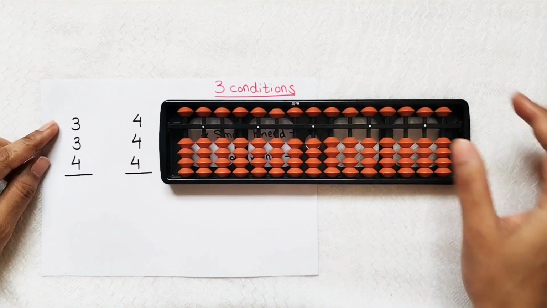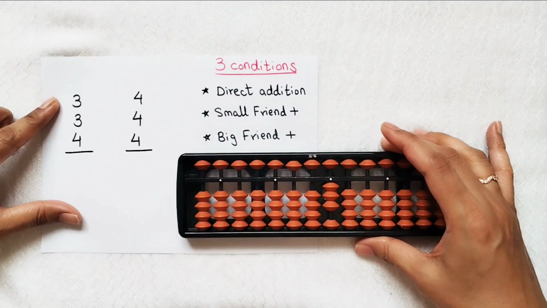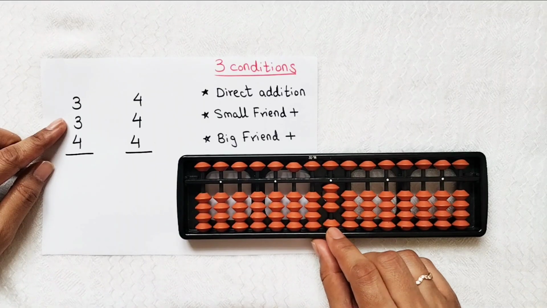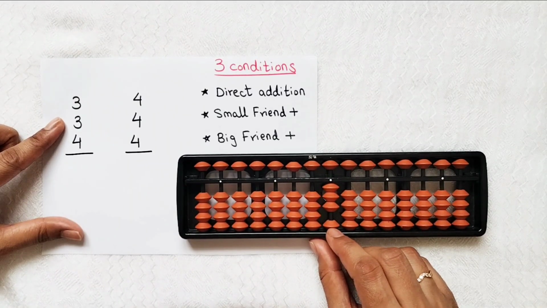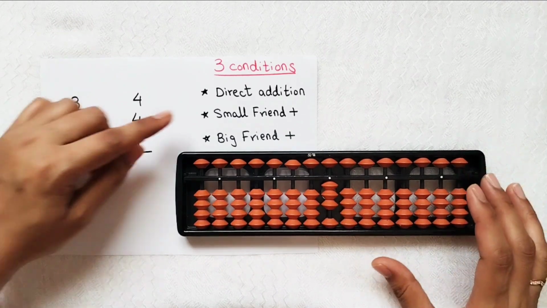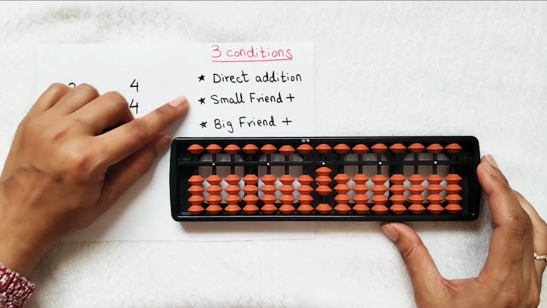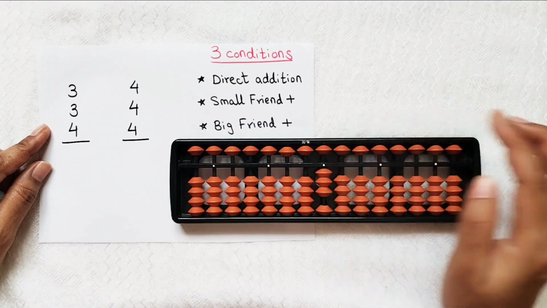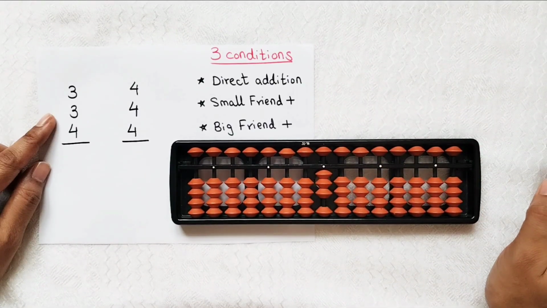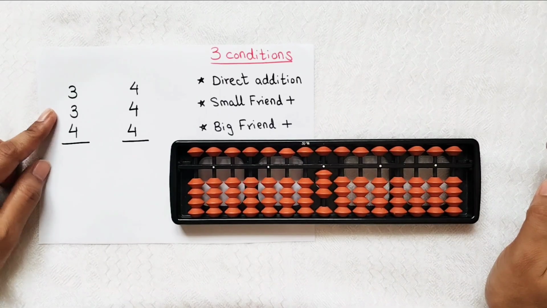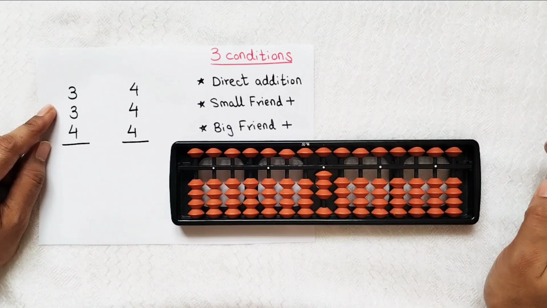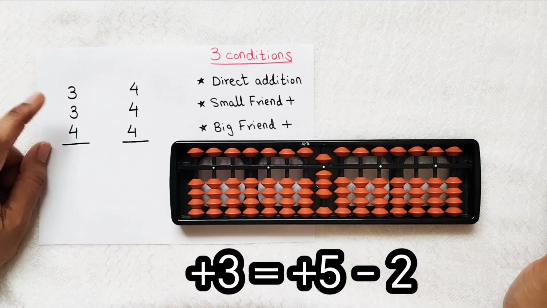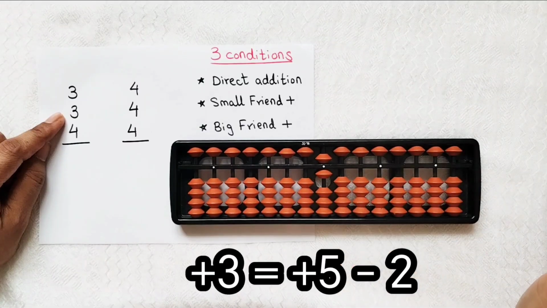So first I place the number 3 here. Now 3. So direct 3, is it possible? No. Can I do direct addition? No. So direct addition is not possible. So the second thing is I have to look for small friend. Can I use small friend? Yes. I can use 5. So small friend addition of 3. Do you remember the friend of 3? The small friend of 3 is? Correct. It is 2. So we add 5 and less 2.